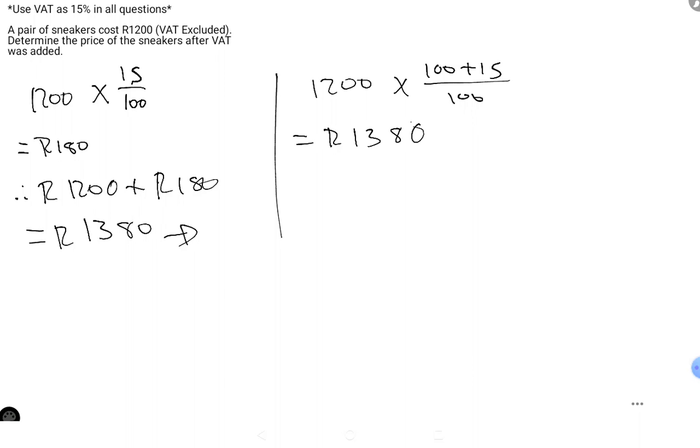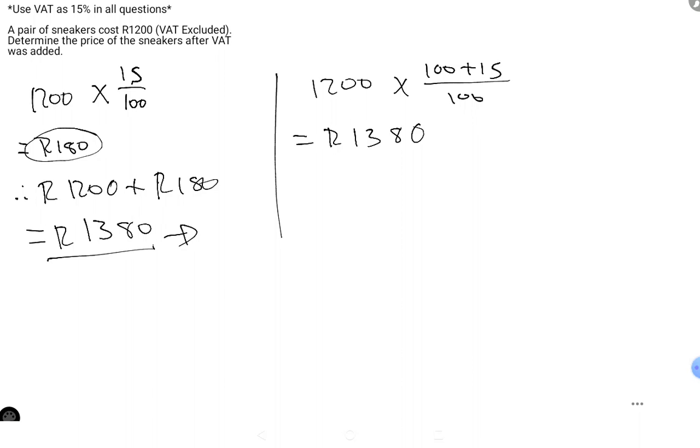Okay, so the first one says you've got 1,200. So now you want to find out what is 15% of 1,200 rands. And so we find out that it is 180. And so we need to add that 180 to the 1,200 rand. And so that's what gives us a total of 1,380.